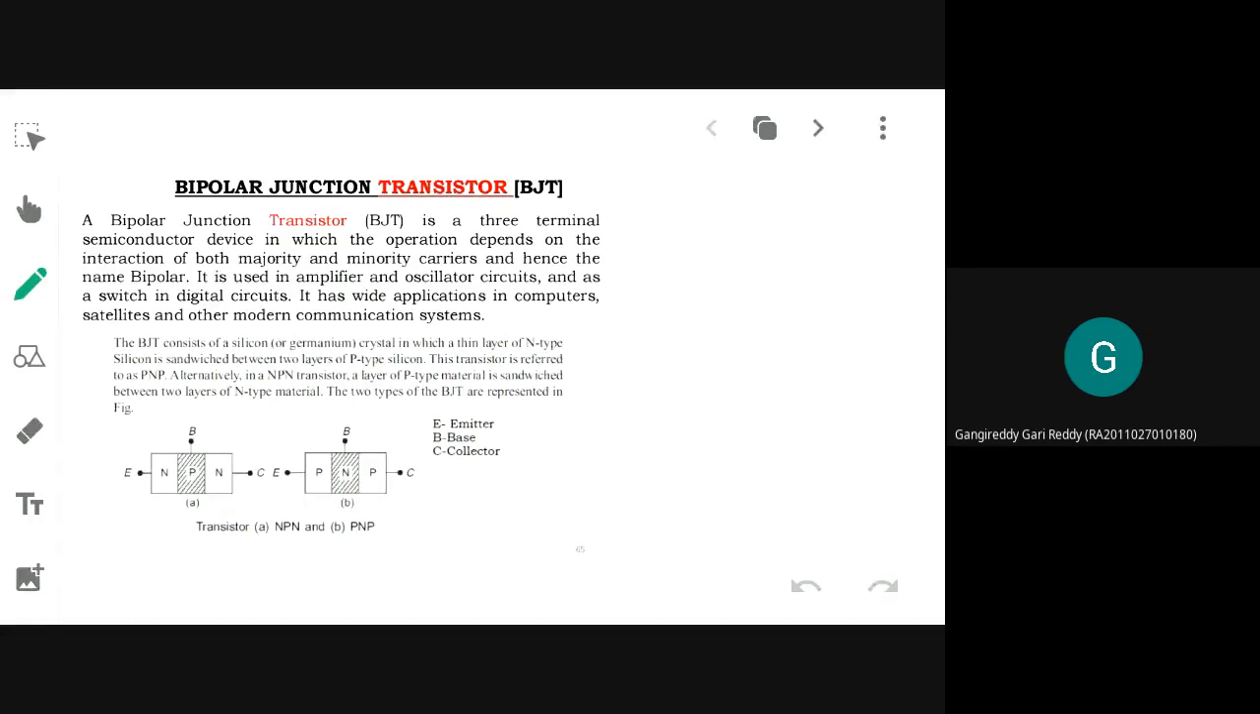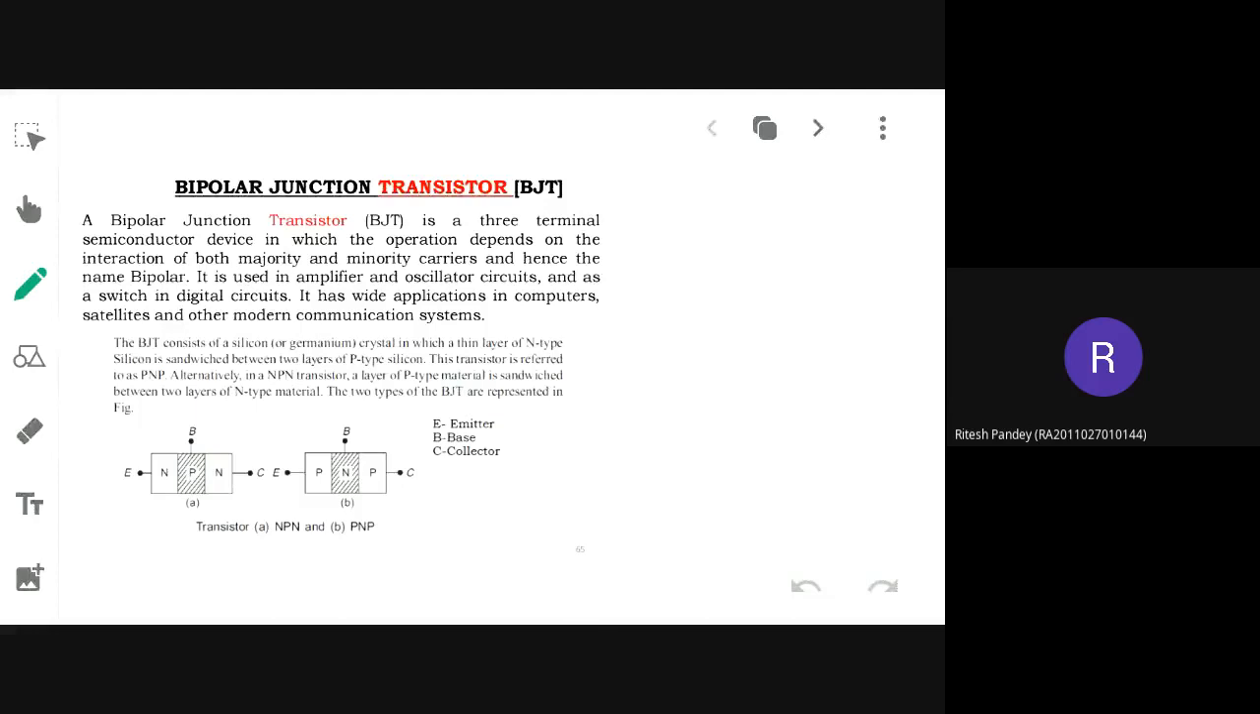For your cycle test 2, which is on the 10th, I have forwarded the timetable to you already. All have seen it? Yes, ma'am. Ma'am, when is the BEEE exam? It's on the 10th only, no? Yes, ma'am.